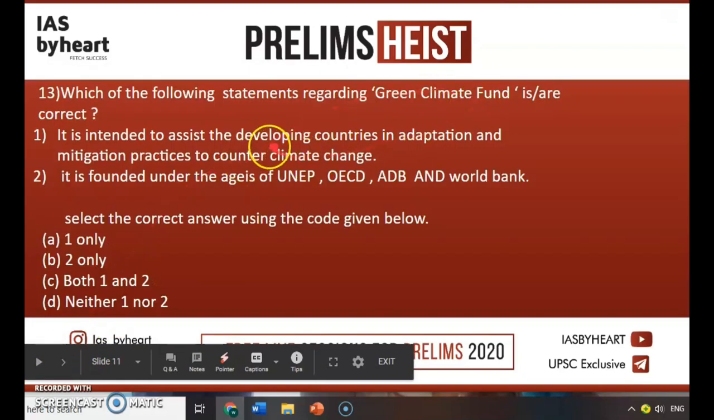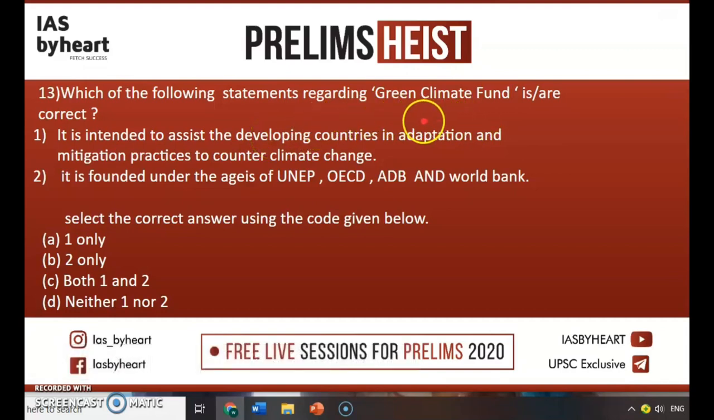Our third question: which of the following statements regarding the Green Climate Fund is correct? First one, it is intended to assist the developing countries in adaptation and mitigation practices to counter climate change. Second one, it is founded under the aegis of UNEP, OECD, ADB and World Bank. Select the correct answer using the code given below. In this question, this is our Green Climate Fund. This is an important fund. A similar fund like the Amazon Fund also exists, so we will discuss it in another session.